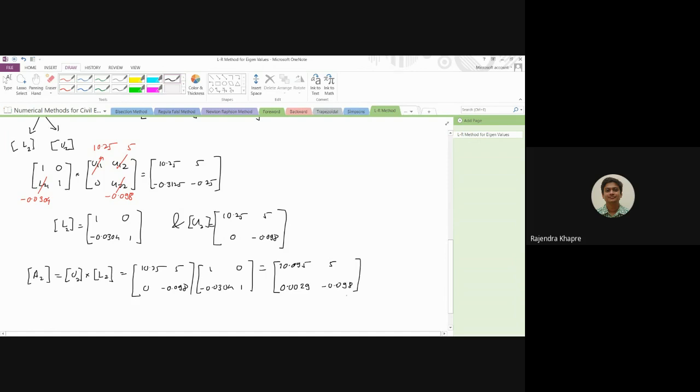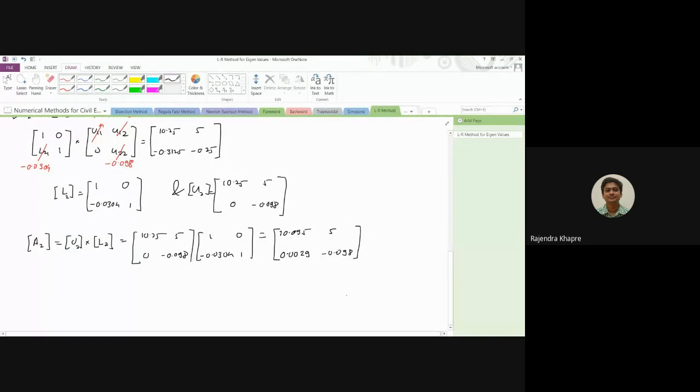Now you see we have A matrix, we have generated A1 matrix, then we have generated A2 matrix. And you can see the nature of A2 matrix, it is very close to the upper triangular matrix because there is only one element in the lower triangle and it is very close to 0, that is 0.0029. So let us go for one more cycle.